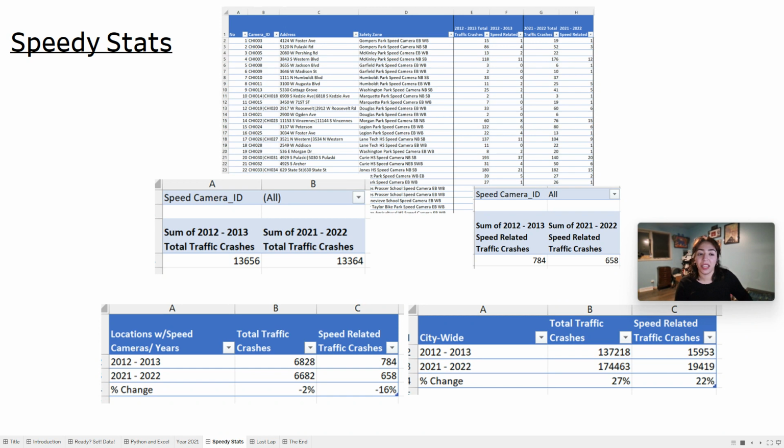However, citywide, in areas with no speed cameras installed from 2012 through 2013 to 2021 through 2022, there was a 27% increase in crashes, and speed-related traffic crashes citywide did decrease by 22%.